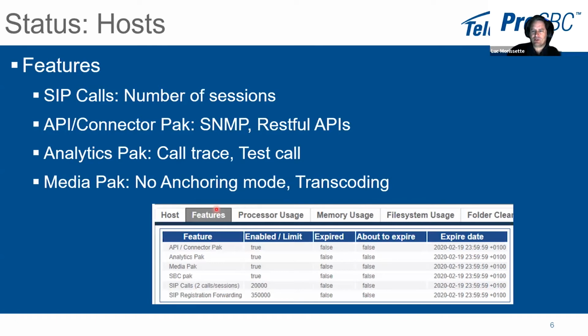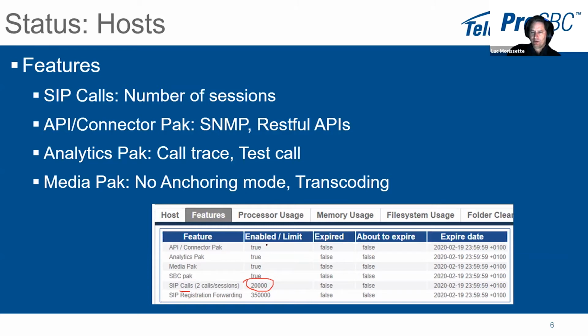If you click on features here, you will see what is available. Now, almost the only one that is important is the SIP calls here, that will tell you how many calls you can do in the system. And you see these are not sessions, these are calls. So that means for one session, you will use 2 calls. This one has 10,000 sessions available.